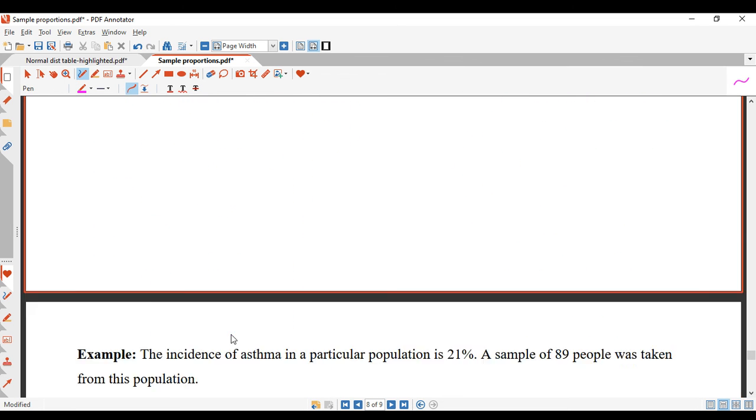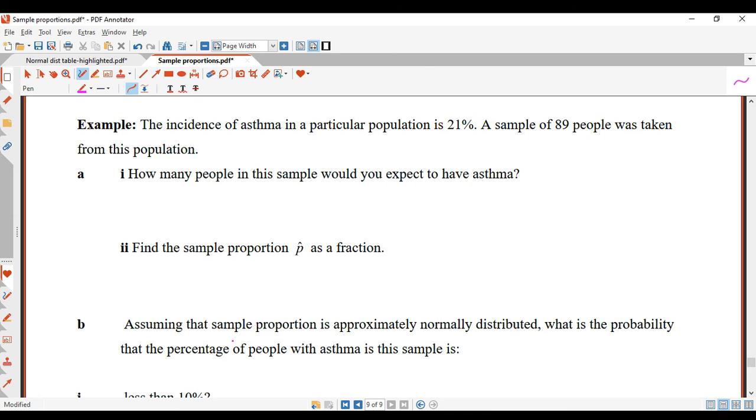We'll look at our last example for the course. So we've got the incidence of asthma in a particular population is 21%. A sample of 89 people was taken from this population. How many people in this sample would you expect to have asthma? Pretty straightforward, but we need this information for a later question. That's why they're asking it.